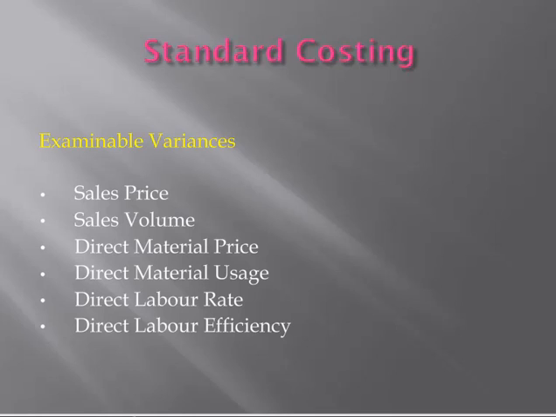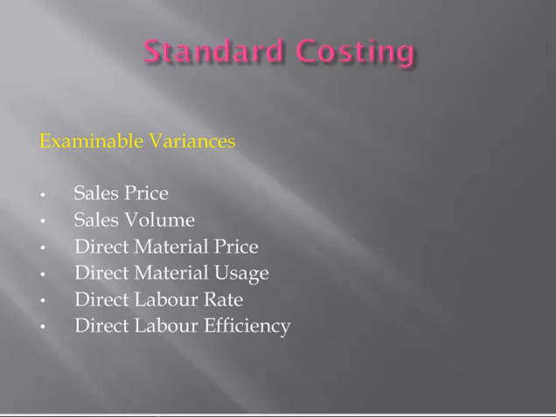So the variances in particular are, first of all, the sales price variance. Essentially that sets out the extra or lower profits as a result of selling whatever unit you sold at a higher or lower price than budgeted. The sales volume variance is a calculation of the impact on profits of selling more or fewer units than anticipated in the original sales budget.